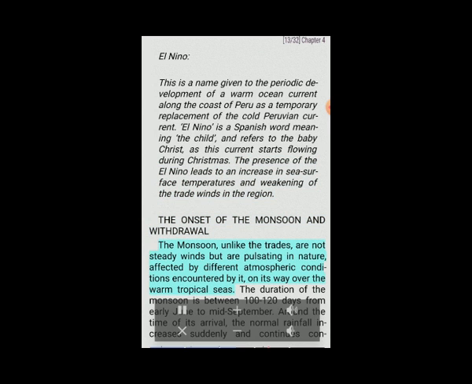The onset of the monsoon and withdrawal. The monsoon, unlike the trades, are not steady winds but are pulsating in nature, affected by different atmospheric conditions encountered by it on its way over the warm tropical seas.